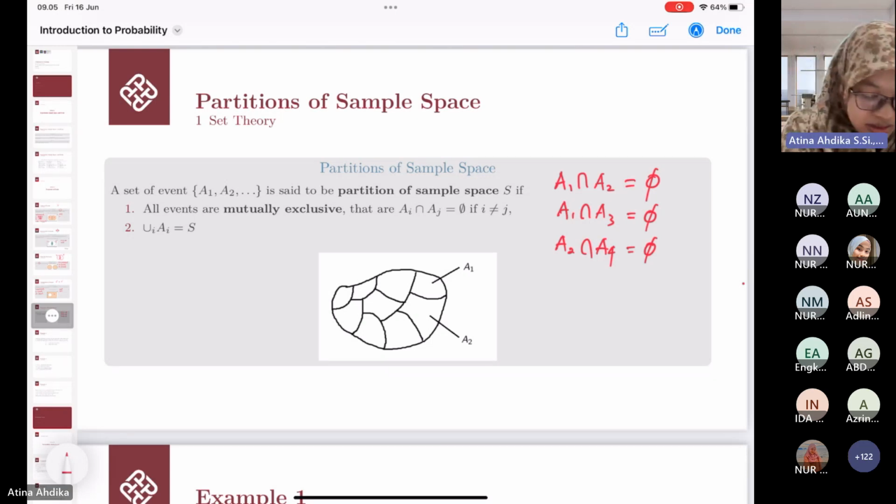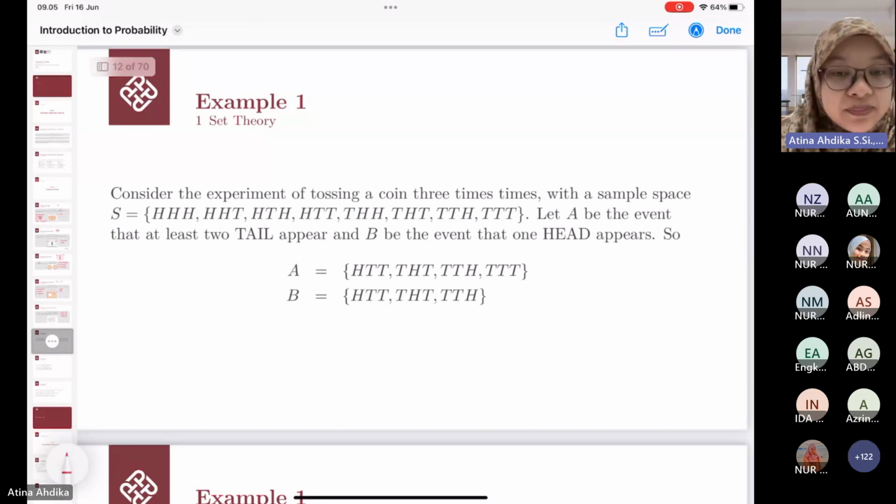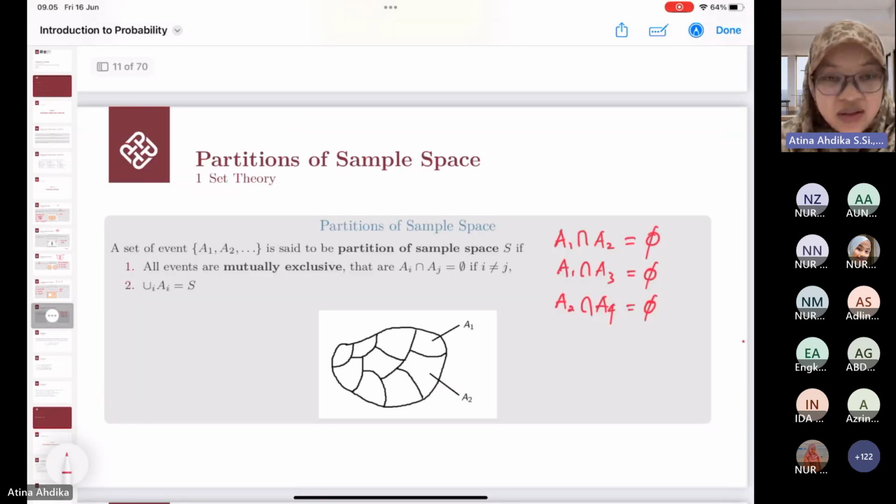Okay, so this is the example. Oh, sorry. The example for partitions is like this.